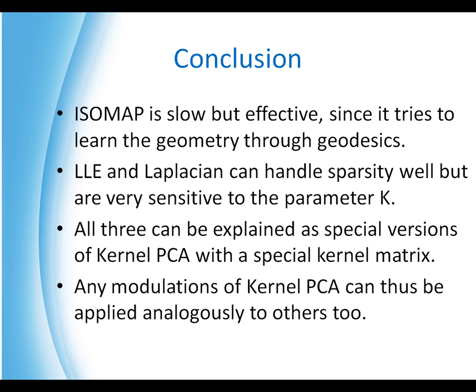So we can conclude that even if isomap is slow, it is still effective. It is slow because we compute the geodesic distances using Euclidean distances between neighbors, and then out of this matrix, which is not at all sparse, it's quite a fully connected matrix, we perform the spectral decomposition. However, LLE and Laplacian work on quite sparse matrices. If we choose the neighborhood parameter k to be very small, then they are quite sparse matrices, and that's why they can handle sparse data well also.